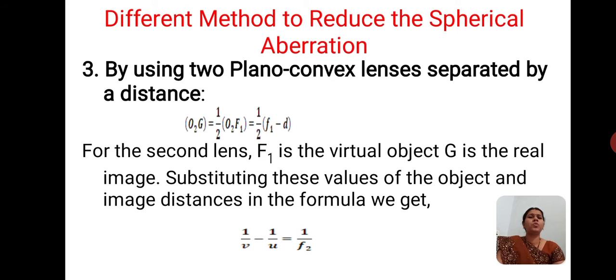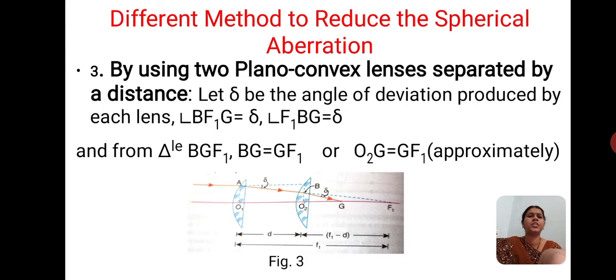So this is O2G. Now we will try to find the distance of this O2G. I have written here that O2G is nothing but half of the distance of F1 minus D, because from O2 to F1, what is the distance? F1 minus D. Now we are at the center point, that is half the distance.